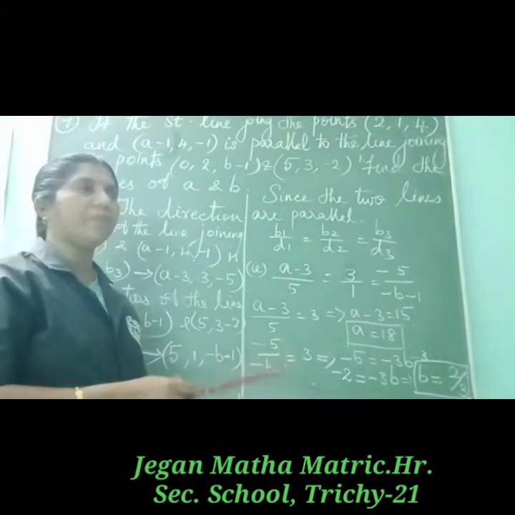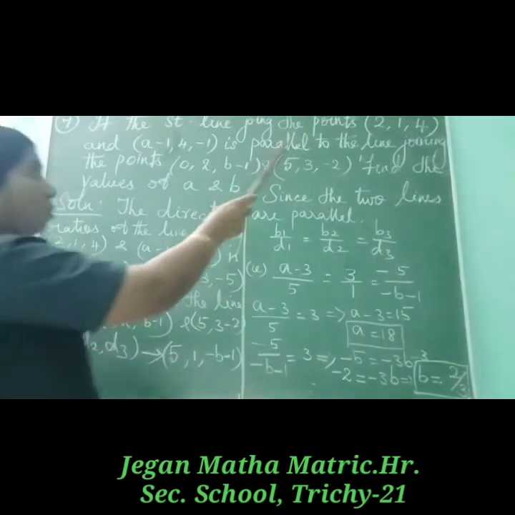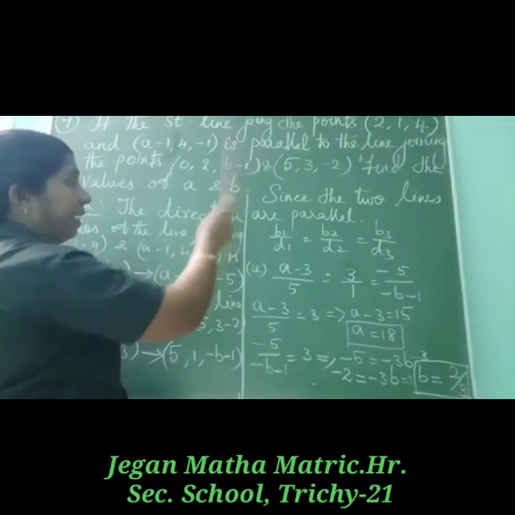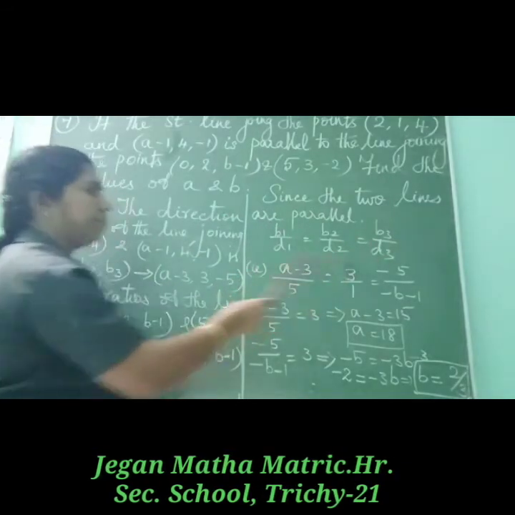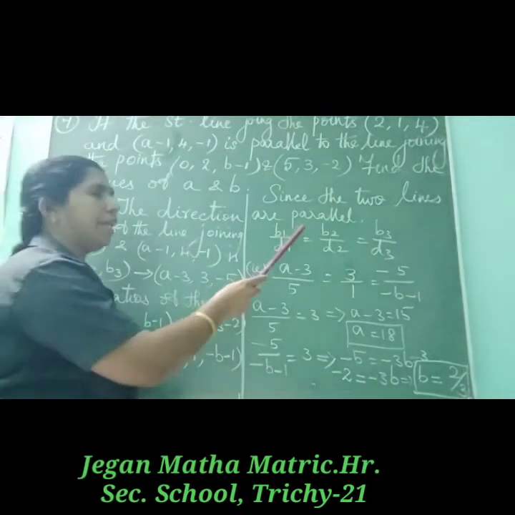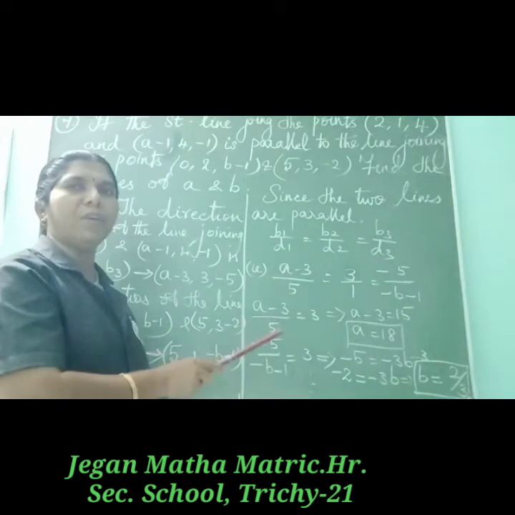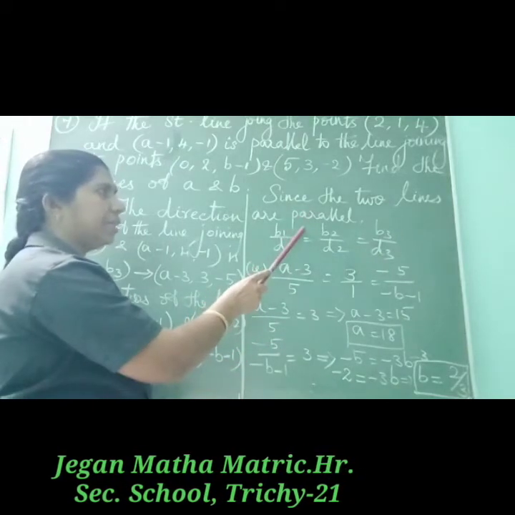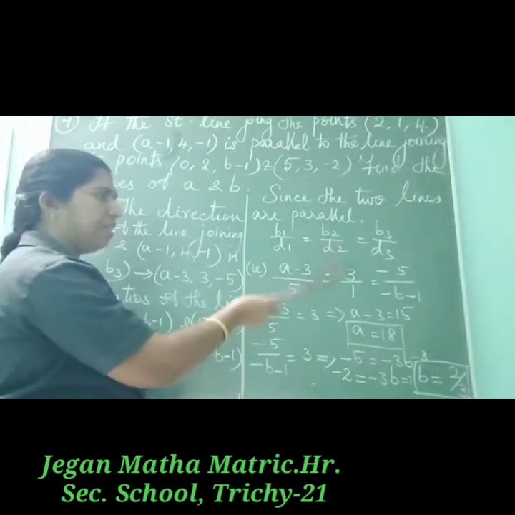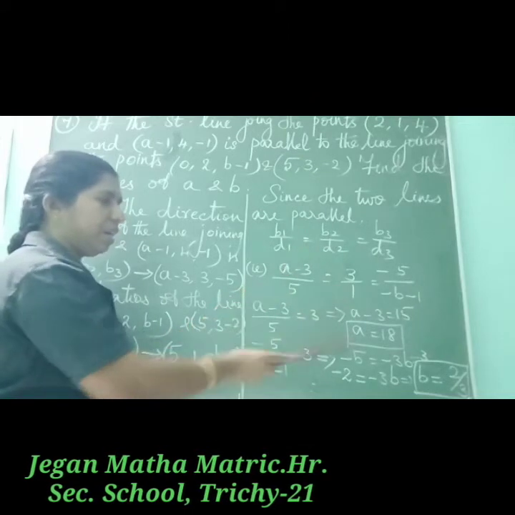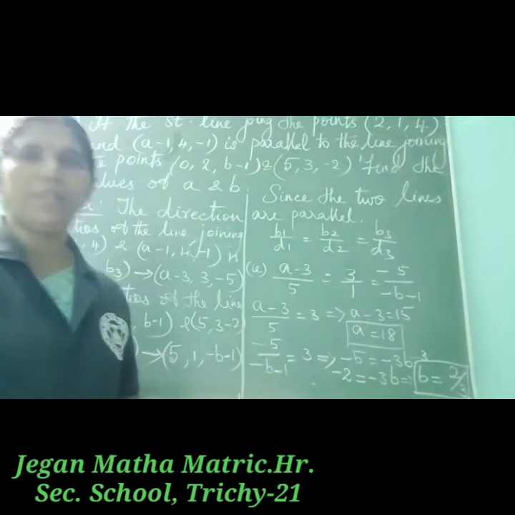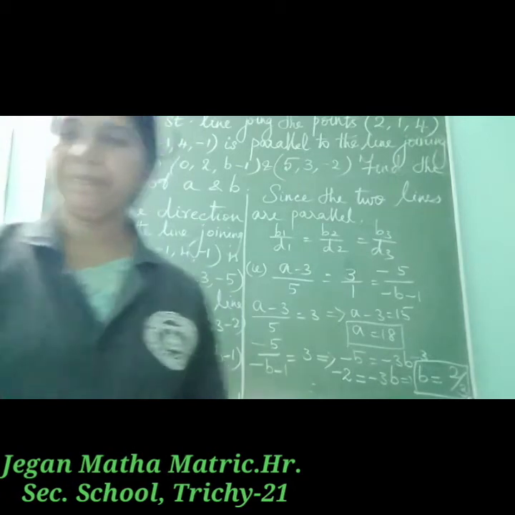So with the help of the direction ratios of the two lines, if you are proving this condition, we can say the two lines are parallel. If any unknown values are there, with the help of the condition that the two lines are parallel, you can substitute the values and find the unknown values of a and b.